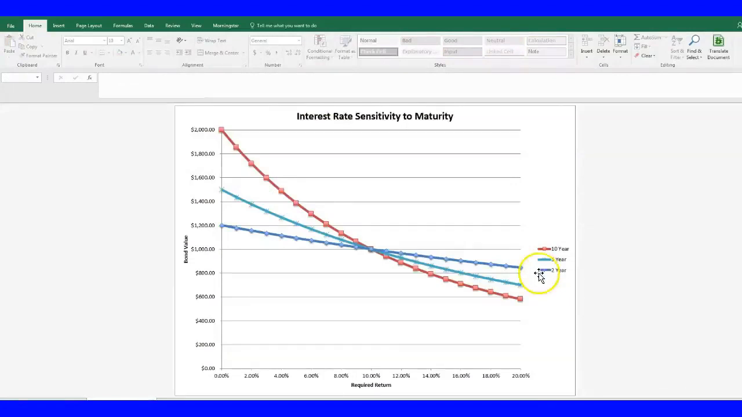So for a 2-year bond, a 1% change in interest rates has very minimal effect, whereas a 1% change in interest rates for a 10-year bond has even more effect. And if we were to plot a 30-year bond, it would have an even steeper slope than the 10-year bond.